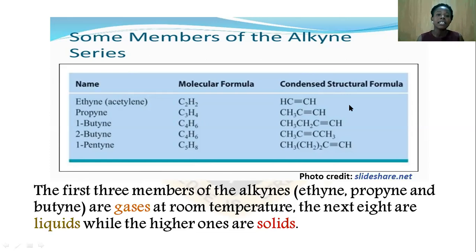Yes, ethyne. Then, thank you, ethyne. So we have propyne. Propyne is C3H4. That's why 3 times 2 is 6, and 6 minus 2 will give you 4. So that is the structure.